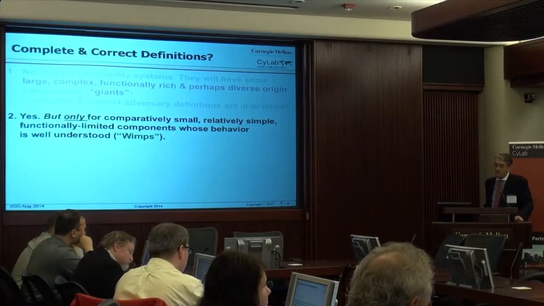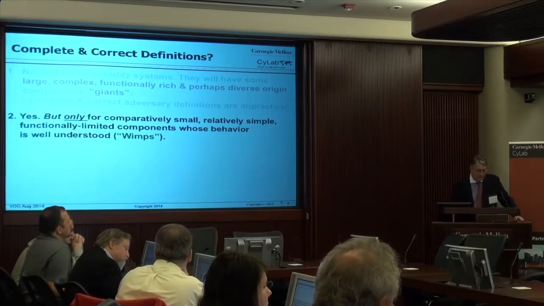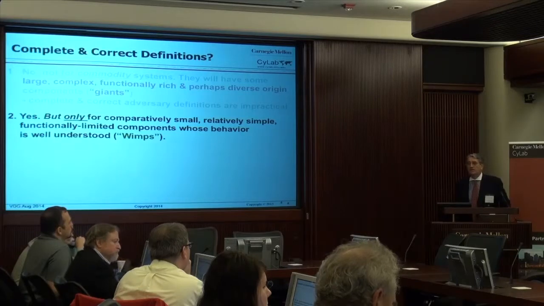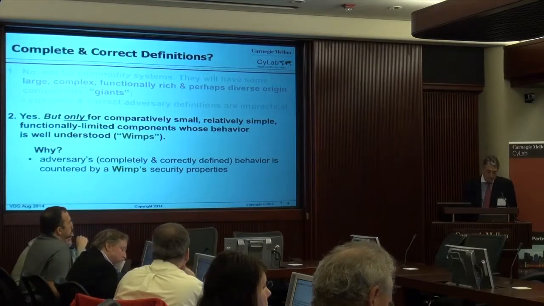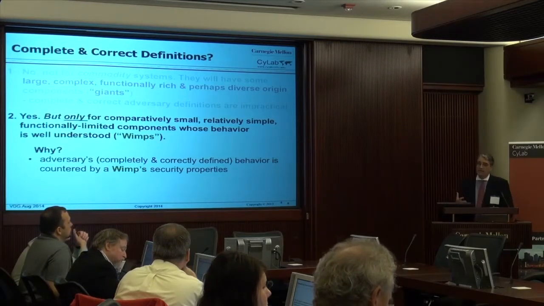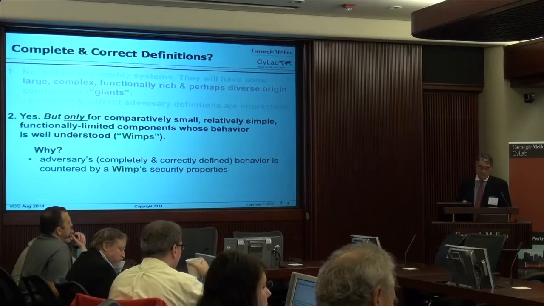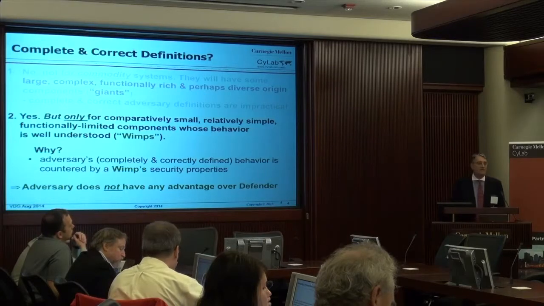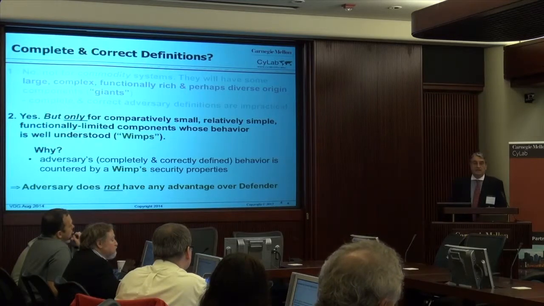However, it is possible to have complete and correct definitions of the adversary, but only for very small, relatively simple, functionally limited components whose behavior is extremely well understood. And I call those WIMPs. These are systems typically that are under 20,000 lines of code with fairly simple functionality. Now, in the case of WIMPs, we can actually define the adversary behavior completely, and we can counter it completely. We can build in security properties in WIMPs that counter that behavior. And in the case of WIMPs, giants do not have any advantage over the defender. In other words, the inevitable asymmetry is very evitable here for WIMPs.